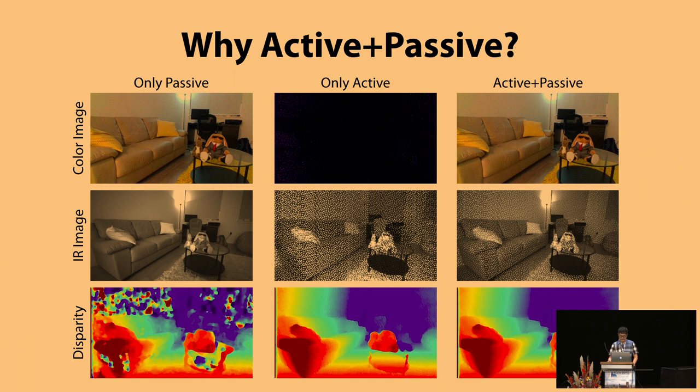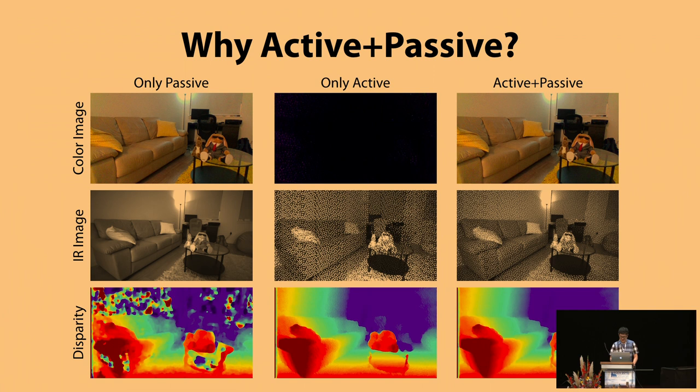And from the only passive case, our model fails for the white wall but still works whenever there's sufficient texture. This shows that our model learns to find correspondence, not just limited to the active pattern, but also for the texture in the passive component, which shows that it may potentially work for outdoor environments as well.